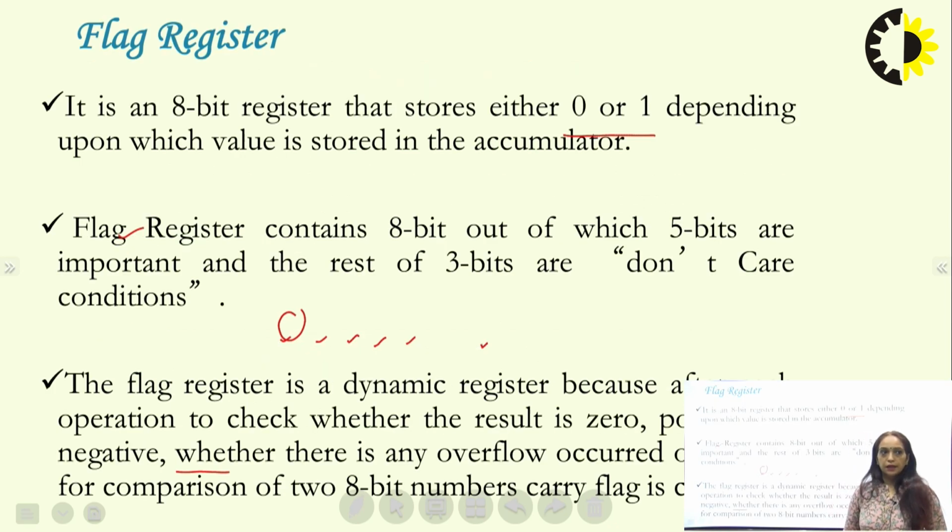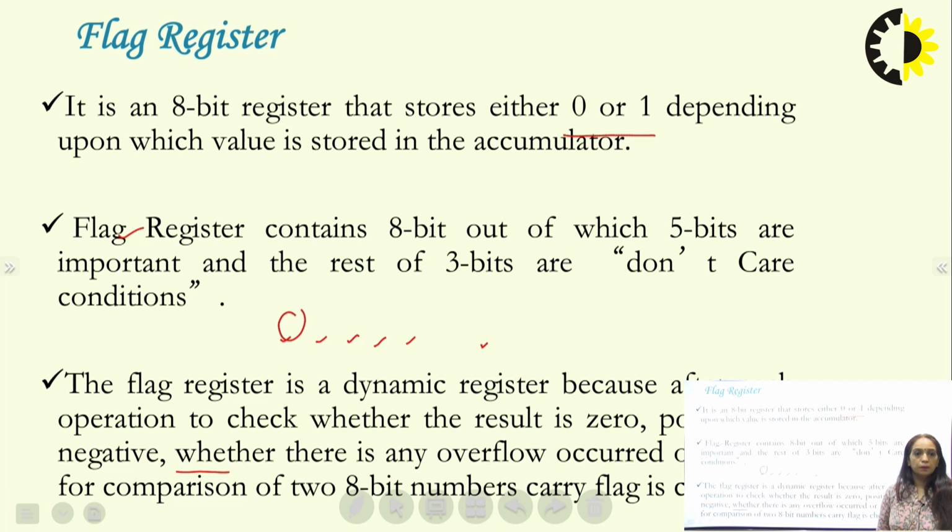Then the flag register. It is an 8-bit register that stores either 0 or 1 depending upon which value is to be stored in the accumulator. The flag register contains 8 bits, out of which 5 bits are important and the rest 3 bits are don't care, and maybe they can be used for future purposes. The flag register is a dynamic register because after each operation it will check the result, whether your result is 0 or positive. Suppose you subtract a bigger number from a smaller number, your result should be negative, right? So it will be updated in the flag register.